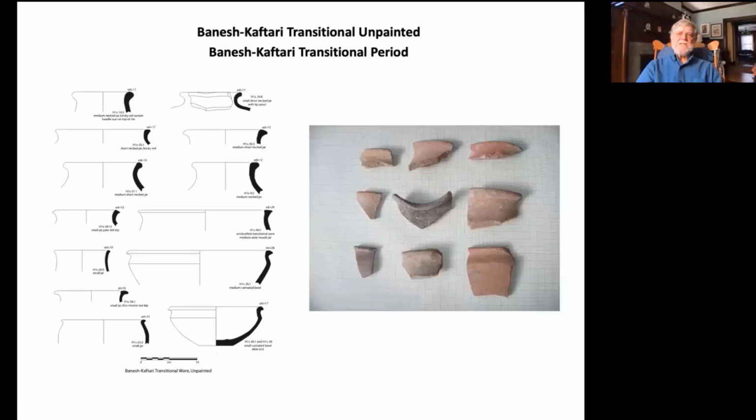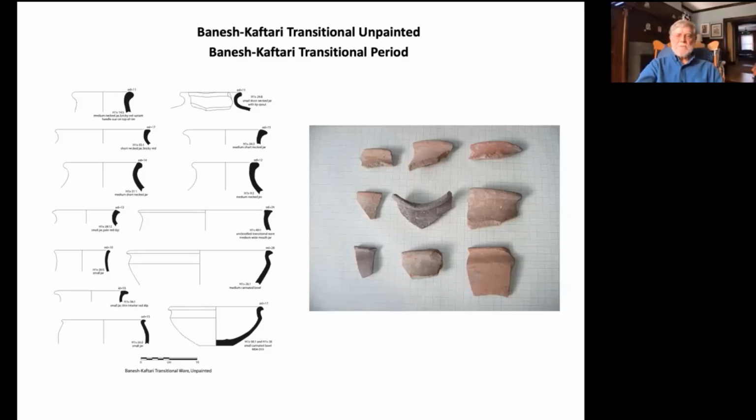Banesh Kaftari transitional unpainted. This one is pretty distinctive. And I think that this particular form of bowl is a very good chronological indicator for this period. Sumner found one in the H5 sequence. I found several of them in the H1 sequence. And it's a pretty distinctive shape. Other shapes, particularly these jar necks, run through the whole Kaftari, into and through the entire Kaftari sequence.